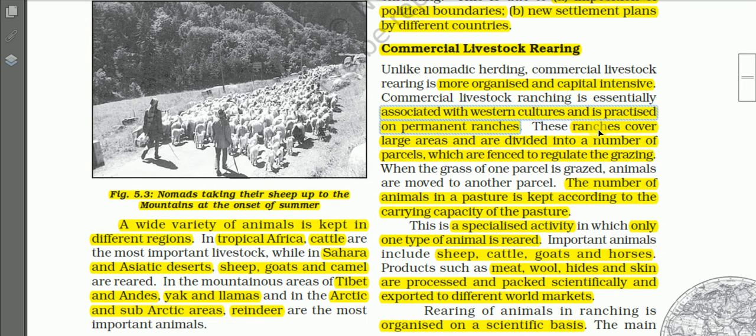And these ranches cover large areas and are divided into a number of parcels, which are fenced to regulate grazing. So the size of a range in USA, for example, may be around 2,000 hectares, whereas maybe around 600 hectares in New Zealand. So the size of the range is very big, and the ranges can be divided into a number of parcels, and the parcels are fenced to regulate grazing, as you see here.